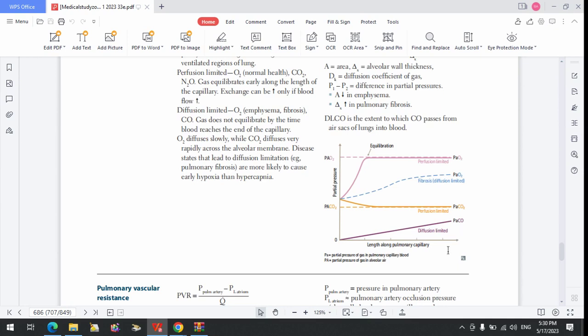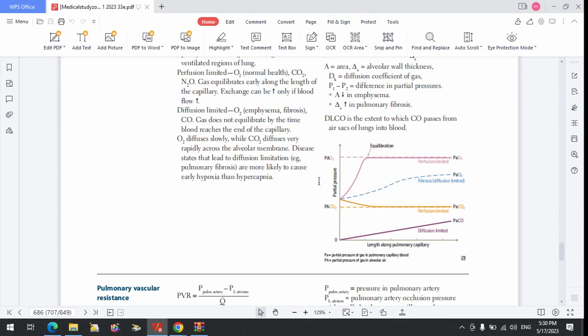You can see, so that's why we are saying it is diffusion limited, because the gradient is always there. You don't need blood flow to establish any gradient. It's not dependent on perfusion, but only dependent on the diffusion. That is it.